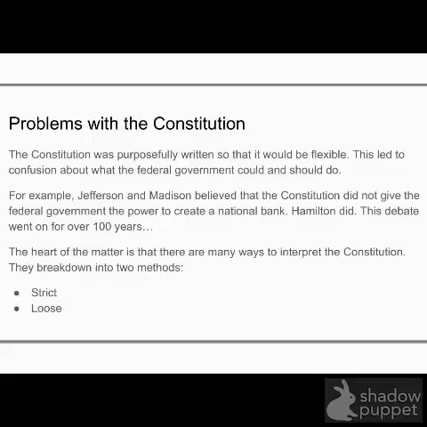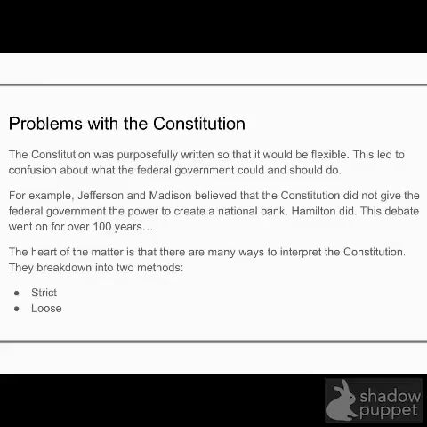Problems with the Constitution. The Constitution was purposely written so that it would be flexible. We call it a living document. This led to confusion about what the federal government could and should do. For example, Jefferson and Madison believed that the Constitution did not give the federal government, at least, the power to create a national bank. Hamilton did see that the Constitution allowed this. It didn't expressly forbid it, so therefore it can happen. So the debate went on for over 100 years. Remember, we didn't really see the strong national bank that Hamilton envisioned until 1913.